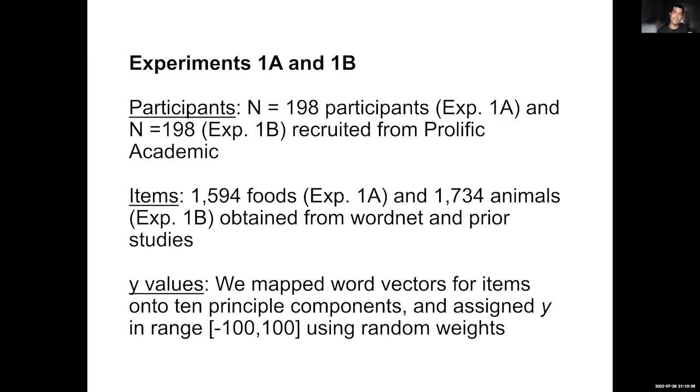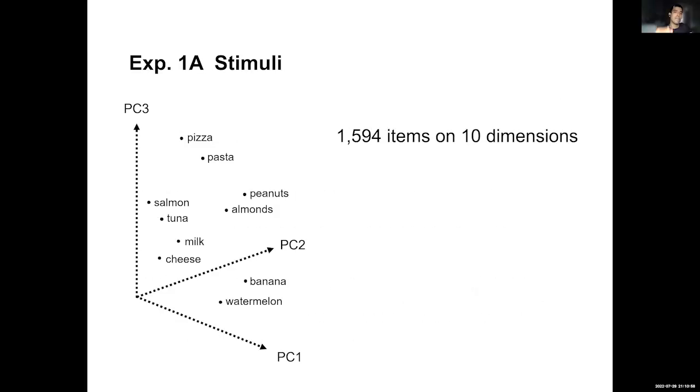We mapped these foods and animals onto y using word vectors. Many of you, I'm sure, have heard of word vectors. They're obtained from techniques like latent semantic analysis, or more recently, techniques like word2vec or GloVe. Intuitively, these are vector representations for words or concepts that preserve the structure of similarity between words and concepts. What we did was we took word vectors for all these thousands of foods or thousands of animals, and we mapped them onto 10 principal components and assigned y values using random weights on those 10 principal components.